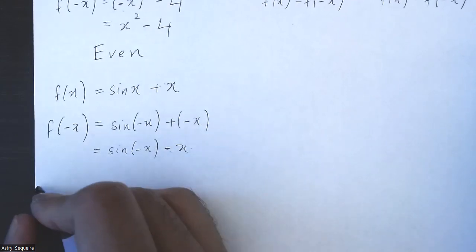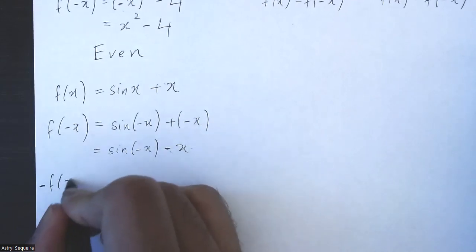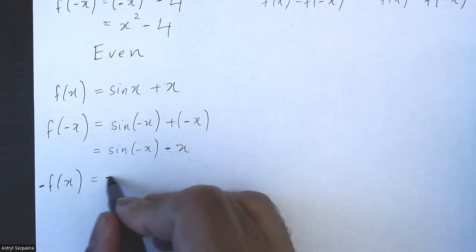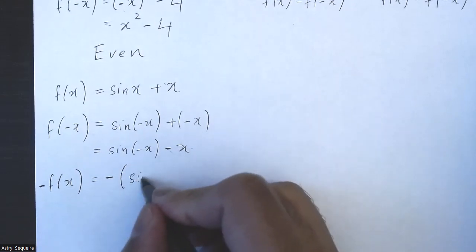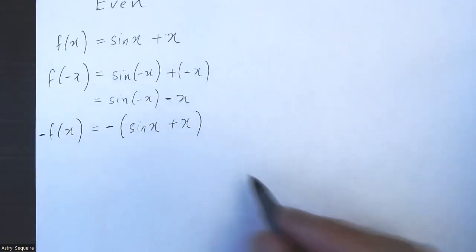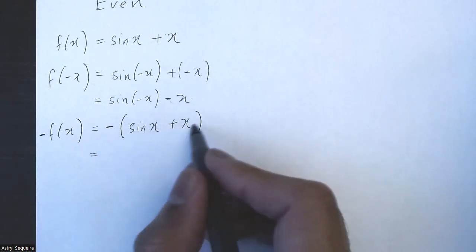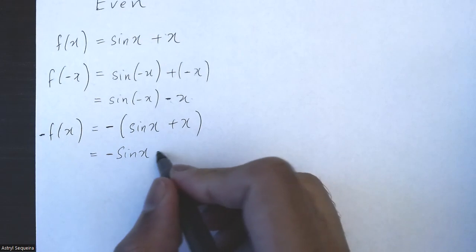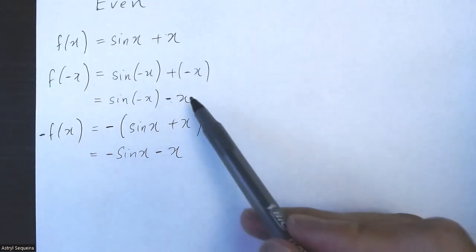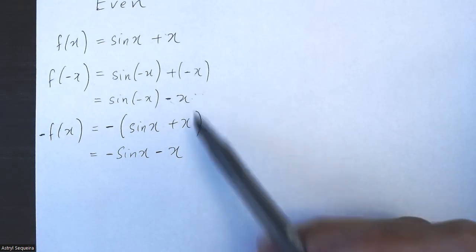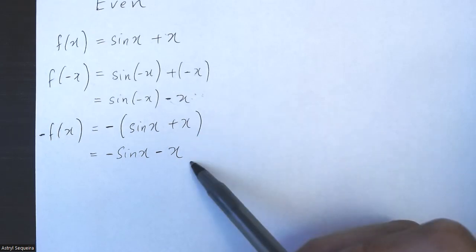So let's test for odd. Let's find negative f of x. Negative f of x, you just take a negative sign and you put the entire function into a bracket. And now I'm going to multiply this negative sign into the bracket. And now I'm going to compare these two, f of negative x with negative f of x. Are these two the exact same?